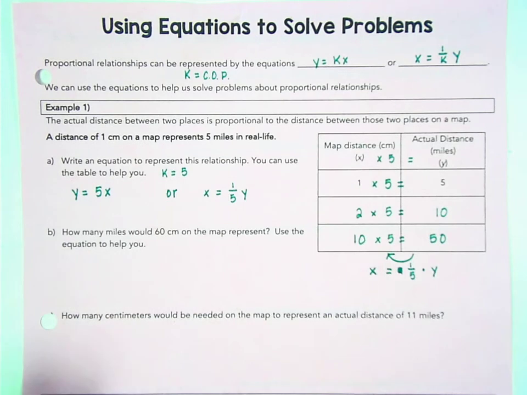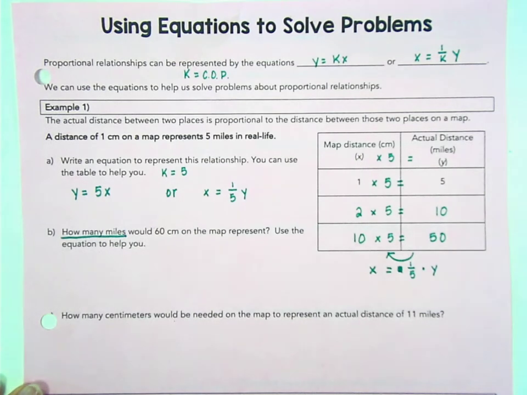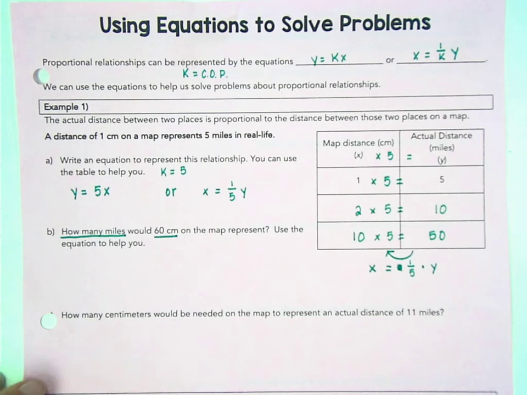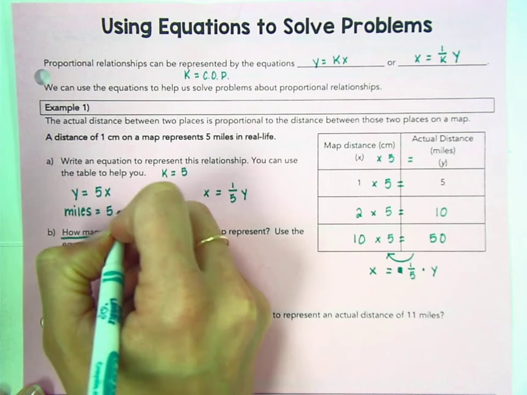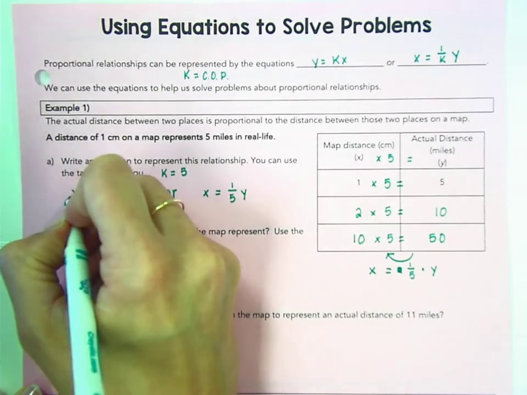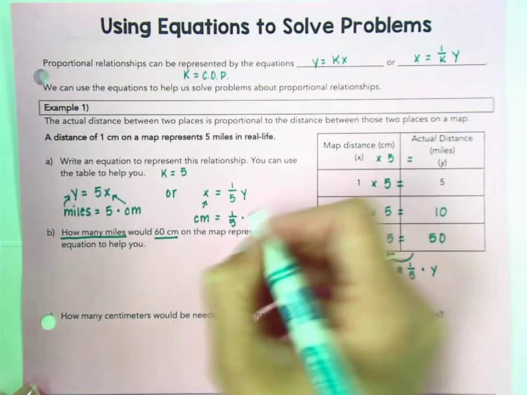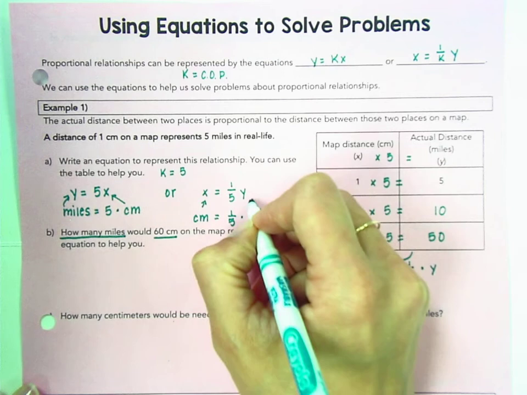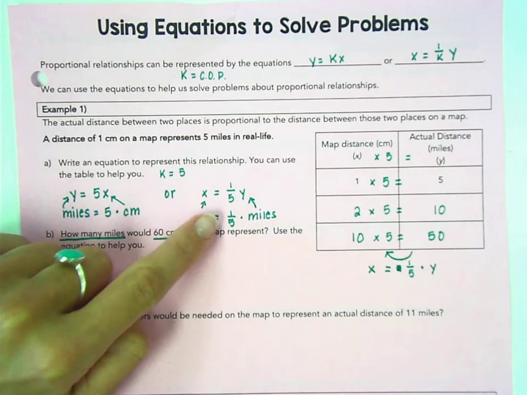Now I'm going to use those equations, and which equation I choose to use is going to vary depending on the information that I'm given. So part B asks me, how many miles would 60 centimeters on the map represent? So I'm going to underline 60 centimeters because that's also important. So I'm going to think about first, what are these equations that I wrote above telling me? This first equation, y is representing our miles. So this first equation is telling me miles is equal to 5 times centimeters. In this second equation, x is still representing centimeters, so centimeters is equal to 1/5 times my miles. So in order to find miles, I have to take centimeters and multiply them by 5, and in order to find centimeters, I have to multiply 1/5 times miles.